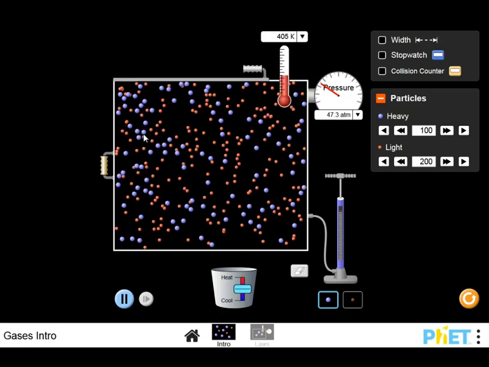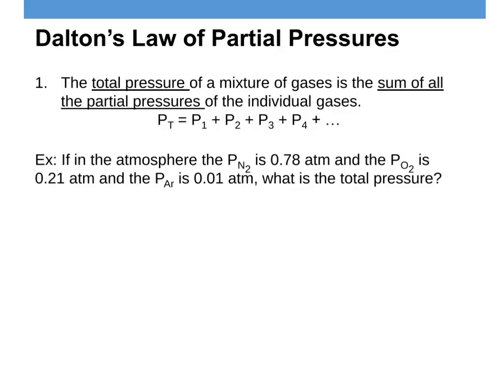So let's look at some math. Exactly what does this look like? Hopefully you saw in that simulation that when we add more gases to a mixture, we increase the pressure. The pressure is just the sum of all of the partial pressures of those gases.